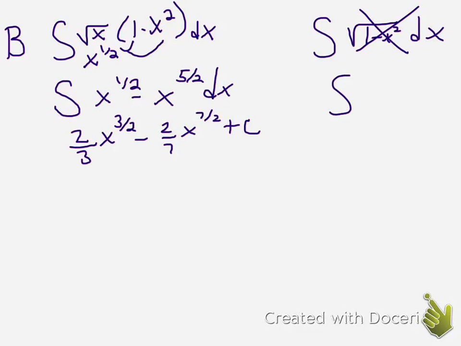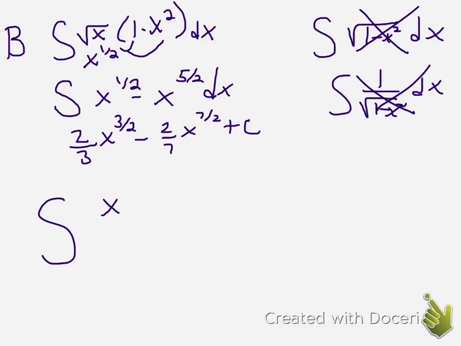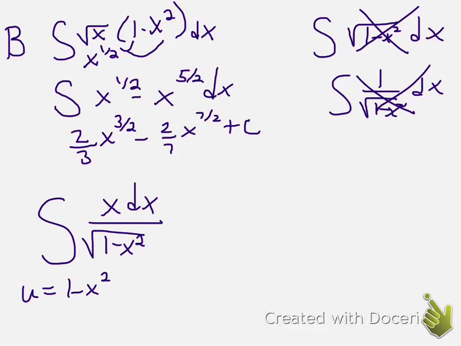The next one, 1 over the square root of 1 minus x squared. Another one we can't do. So in this row B, we only had 2 problems we could do. That last one, we're going to let u equal the 1 minus x squared. And then du will be negative 2x dx. Well, we only need an x dx, so we make that negative 1/2 du equals x dx.